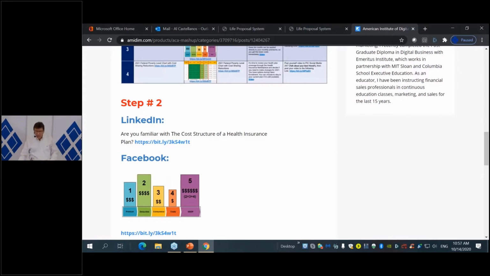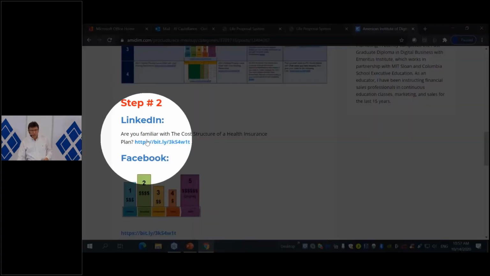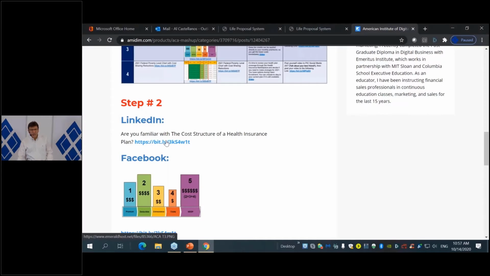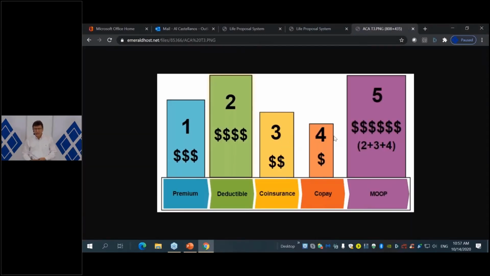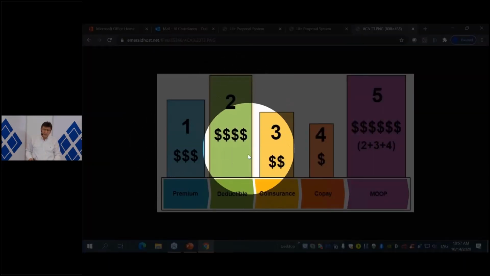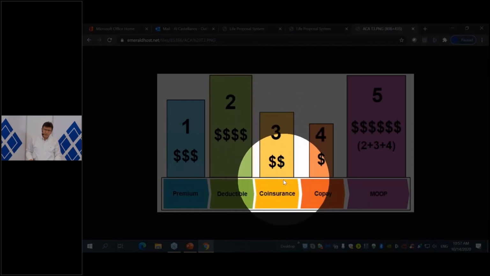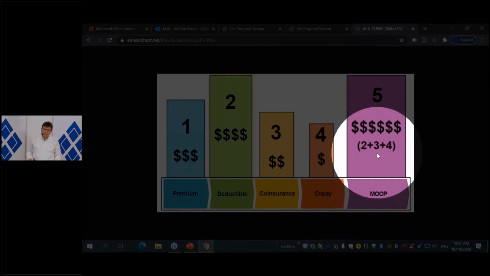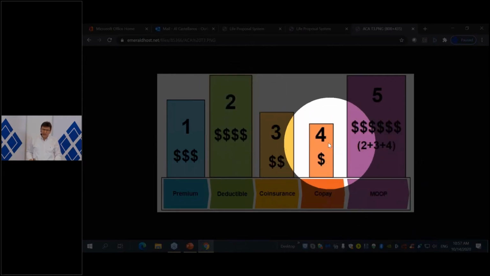Okay. So if you click on the image, this is the bit.ly shortener that we're going to be copying and pasting into LinkedIn. So I'm going to click on the shortener, and it's going to take me to the image. And basically, let's talk a little bit about the cost structure of a health insurance plan. Again, as we mentioned, any health insurance plan under the Affordable Care Act has 5 cost elements. And the 5 cost elements are the premium, the deductible, the coinsurance, the copayments, and the maximum out-of-pocket, which is the sum of columns 2, 3, and 4.